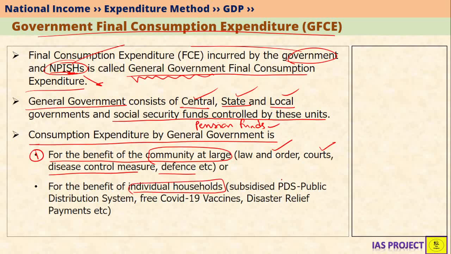For example, subsidized public distribution system, free COVID vaccines that were given during the COVID time to individuals or households, disaster relief payments. We have seen how floods are always happening in states like West Bengal and Assam. So whatever disaster relief payments are given by state government as well as central government to those individuals and households, it also comes under government final consumption expenditure.